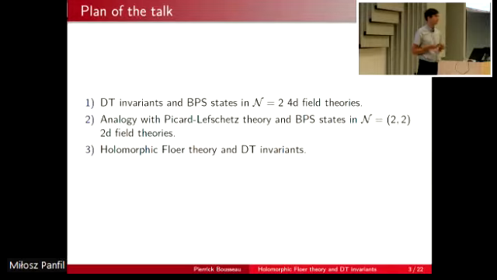So the plan of my talk: I will start with some introduction, some overview of known facts about Donaldson-Thomas invariants and their physics counterparts as BPS states in N=2 four-dimensional field theories. Then I will talk about an analogy to a much simpler story, which involves BPS states in a two-dimensional field theory. And the motivational question for this talk is: how much can we push this analogy? And the answer to this question will be provided by holomorphic Floer theory.